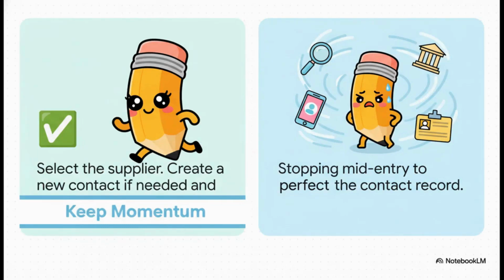First things first, the supplier. Just start typing their name and Xero will find them. If they're brand new, no problem. You can create a contact on the fly. And this is really important. Keep your momentum going. Don't get bogged down trying to perfect their contact record with every little detail right now. Your goal is to get the bill entered quickly and accurately. You can always circle back to add more contact info later.